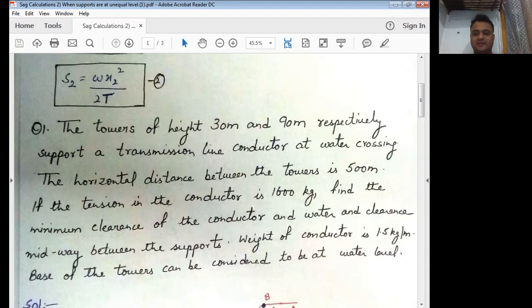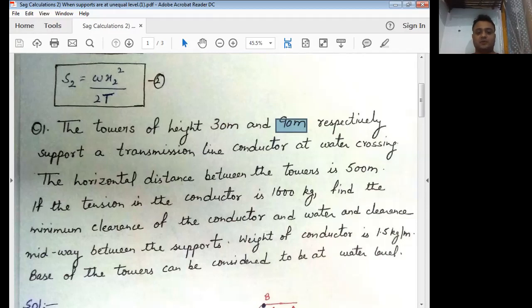So from this numerical, to get an idea, the height of both the towers or both the supports: one is 30 meter and one is 90 meter. When both the heights are same, we can say that it is a category 1 numerical. Since the heights are different, one is 30 meter and the second is 90 meter, we can assume that this is a category 2 numerical and the formulas relating to category 2 numericals will be used. Because for category 1, formulas are slightly different and for category 2, formulas are slightly different. So there is a very small difference between both the categories' numerical formulas.